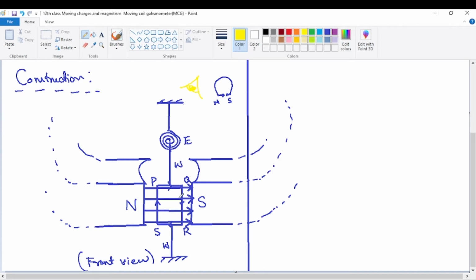Now both these wires, bottom wire W and top wire W, are actually made from a special alloy called phosphor bronze. It's actually a mixture of bronze and phosphorus. So this phosphor bronze alloy has a very special property. It can get twisted very easily, as easily as a silk thread. But lengthwise, it's as strong as steel.